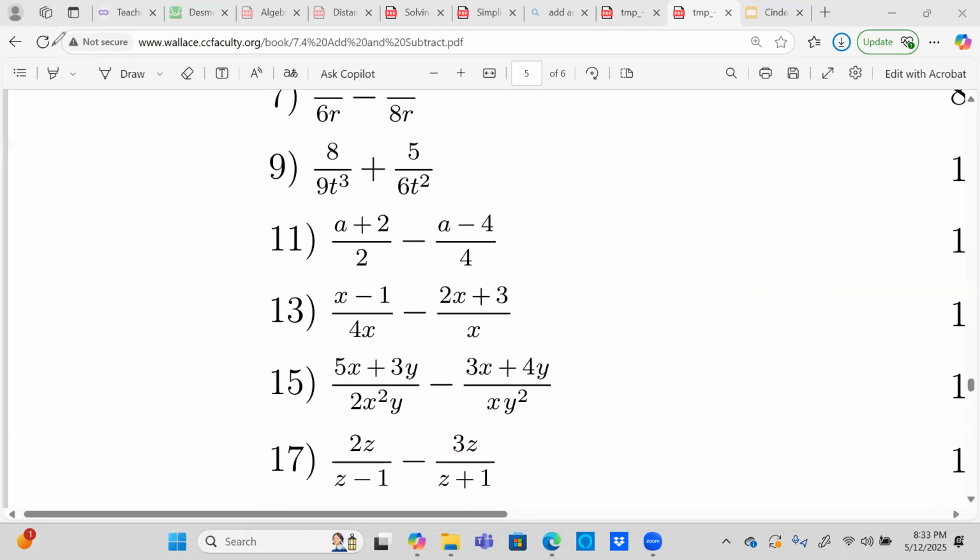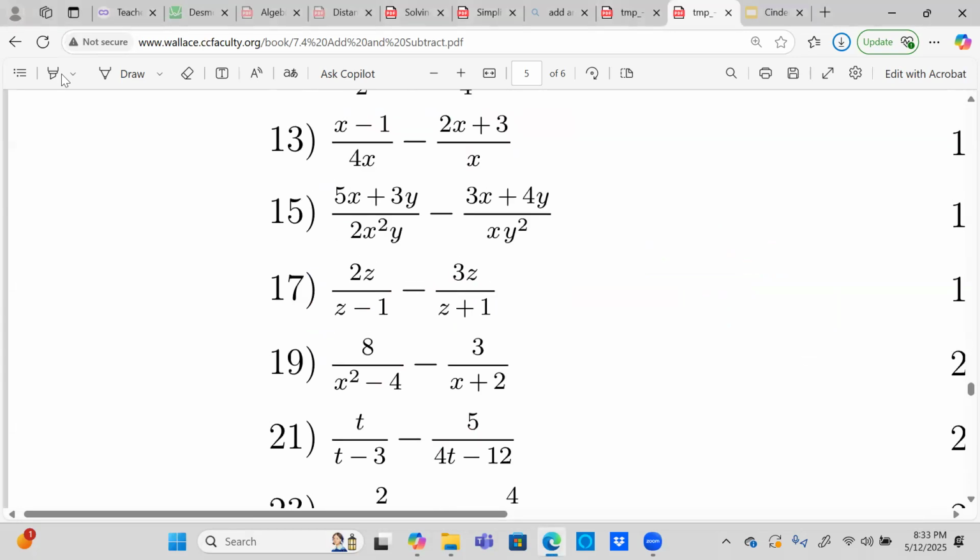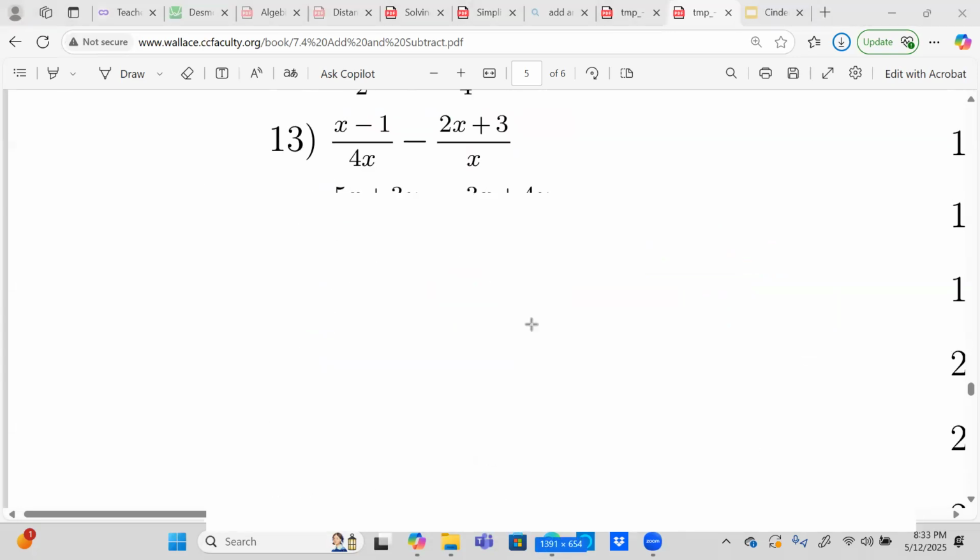Okay, that was 9, so I'm going to come to 13. Does it have a common denominator? No. Okay, so looking at our denominators, this has a 4x, he just has an x, so we'll have to give him a 4, and then do the same thing on top. See how it's minus? That's going to be a minus 4.